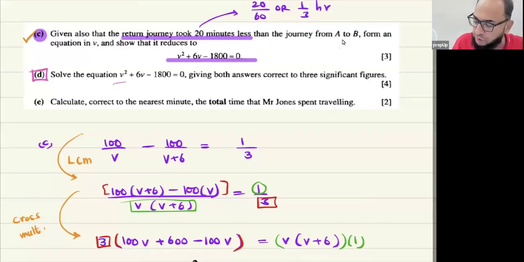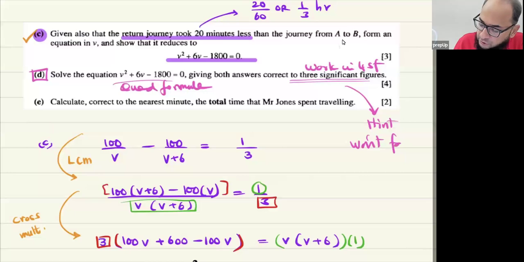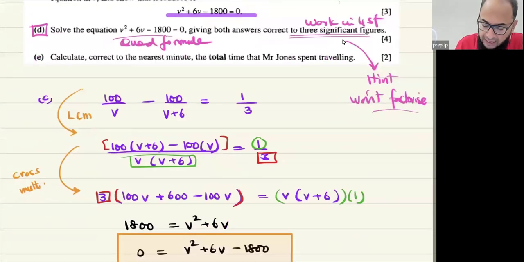Solve this equation, giving both answers correct to 3 significant figures. Therefore, work in 4 significant figures, and you have to use the quadratic formula. Always remember, whenever they say give the answer correct to 3 SF or correct to 2 DP, that means it won't factorize. So whenever it's mentioned, this is a hint that it won't factorize. If it does not factorize, then you have to use the quadratic formula.